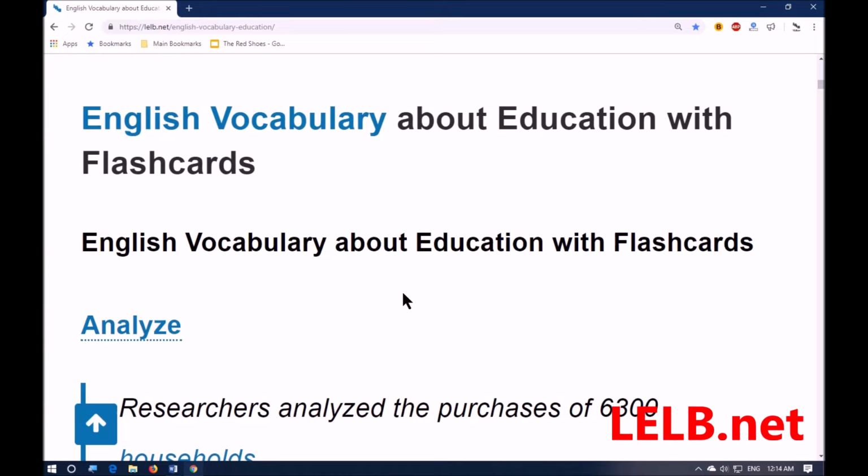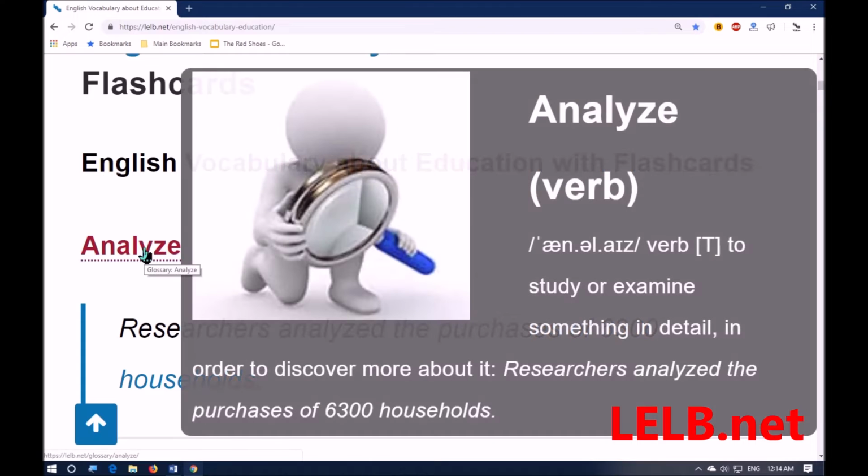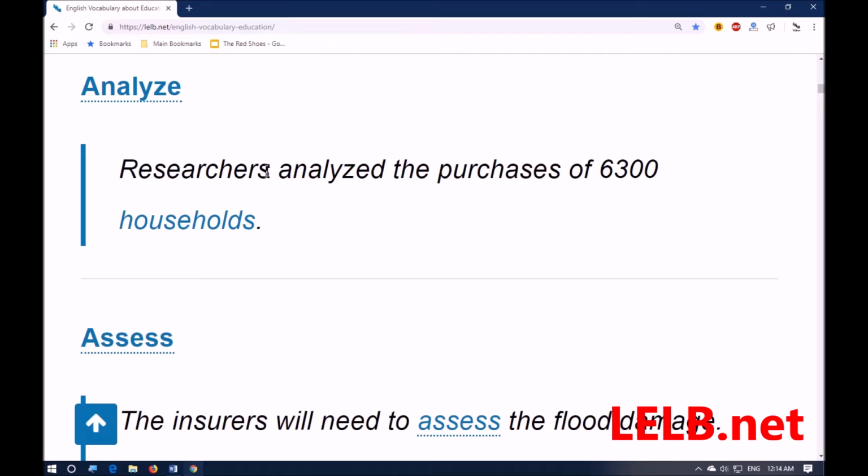Alright, so the first word is analyze. Analyze means to study or examine something in detail in order to discover more about it. And examples: researchers analyzed the purchases of 6,300 households. And households means family members, the people living in families.